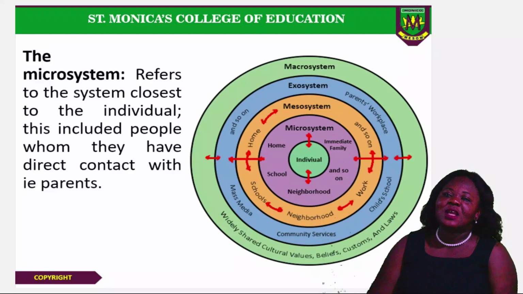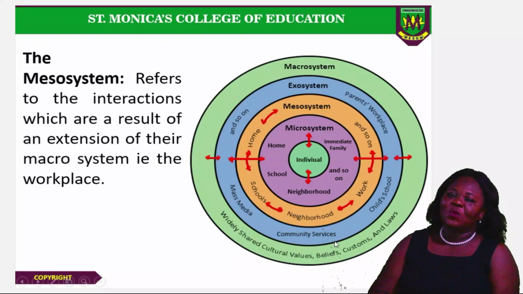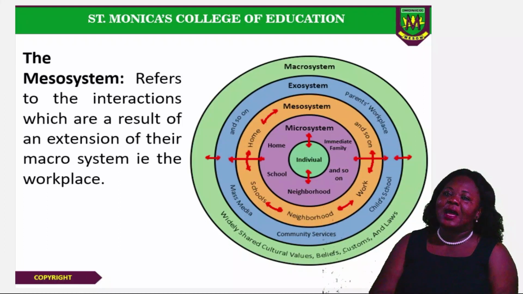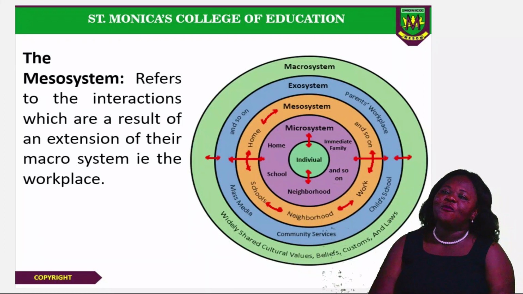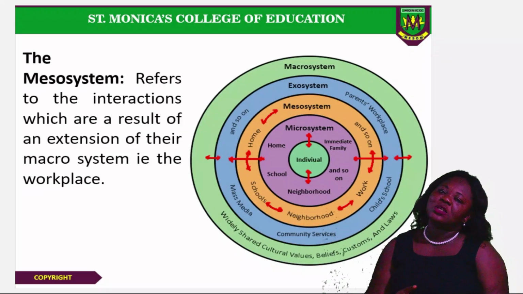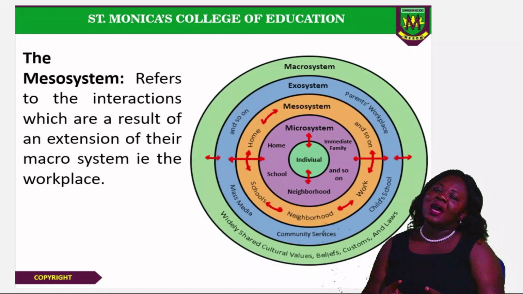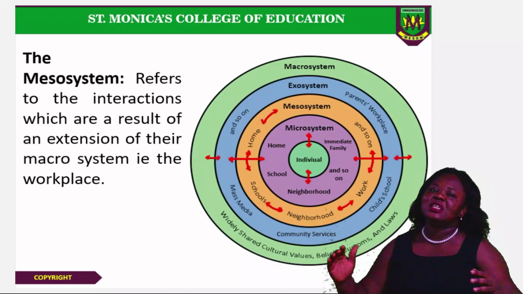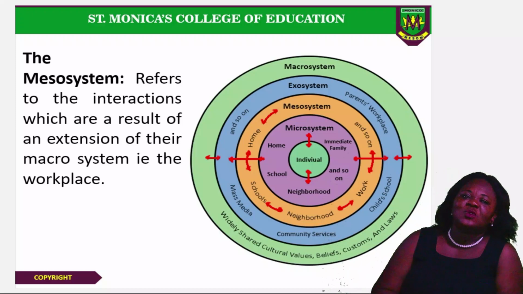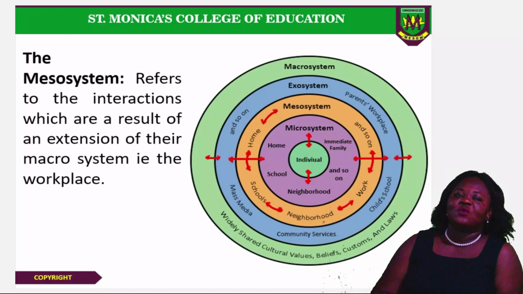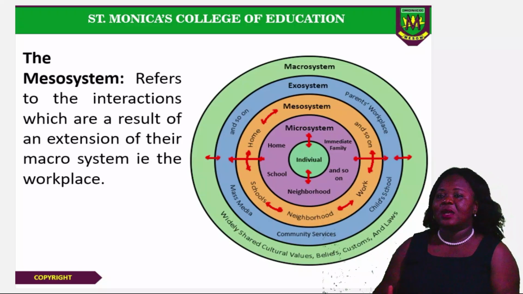Then we move on to the meso level, which is in the yellow color. At the meso level, the child moves from the home, the immediate family, and now relates to the home, the school, the neighborhood, the workplace, and other related settings, but not to the nation as a whole. So it refers to the interactions which are a result of an extension of their microsystem, that is, the workplace.